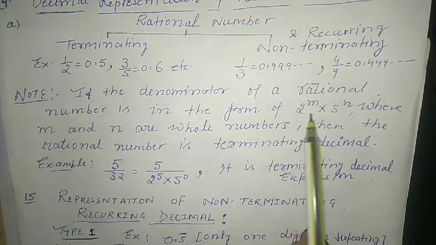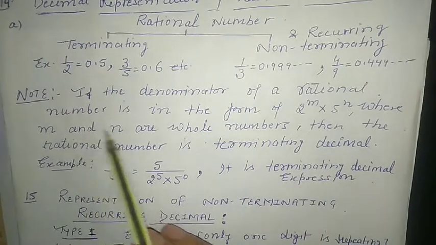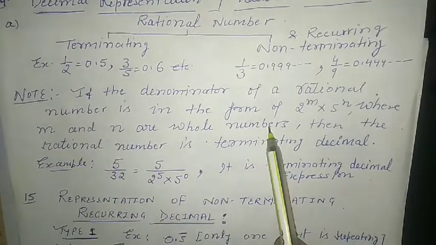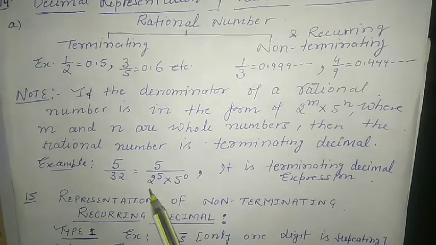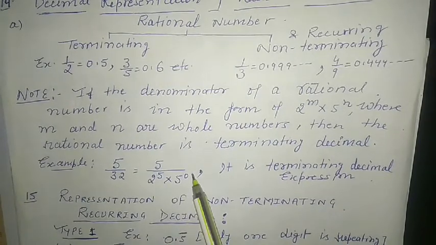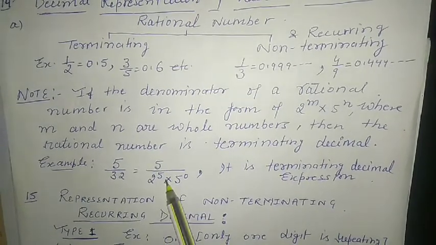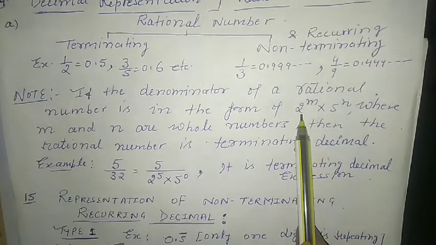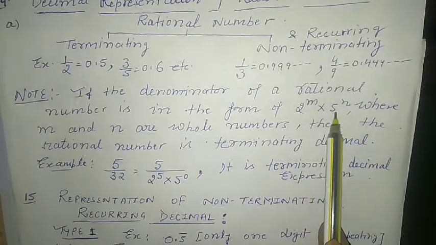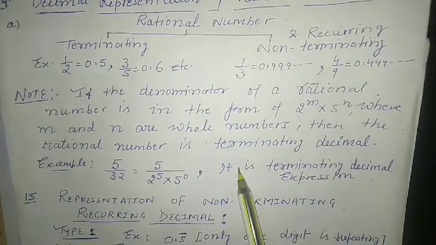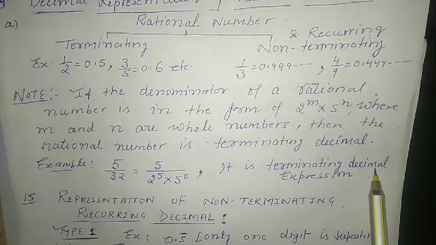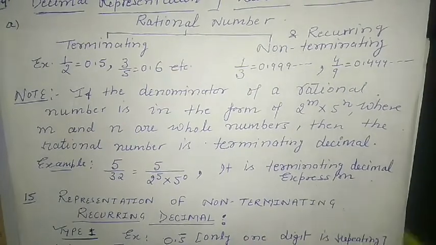Because we have taken in the rule that m and n are whole numbers, this 0 is here. 2 to the power 5 multiply 5 to the power 0. So this can be written in the form of 2 to the power m multiply 5 to the power n. So it is a terminating decimal expression.